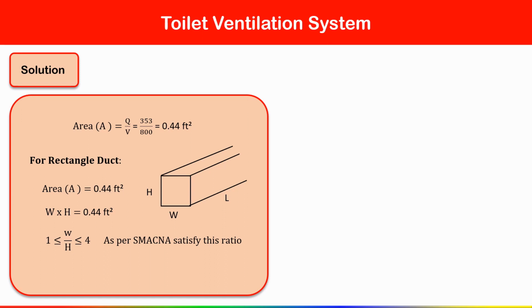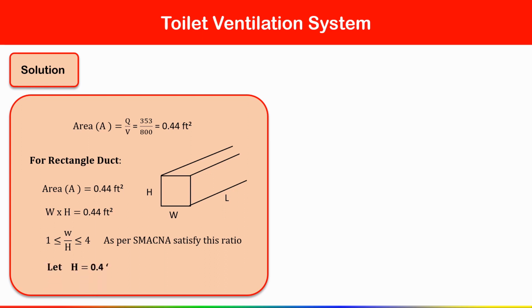Here we have to assume the height. Suppose you have assumed any height, and you take the ratio width upon height, and if your value is coming between this 1:4 ratio, it means the size which you have taken is correct. If your value is not coming between this range, it means your duct size is not correct, because we have to follow this ratio.